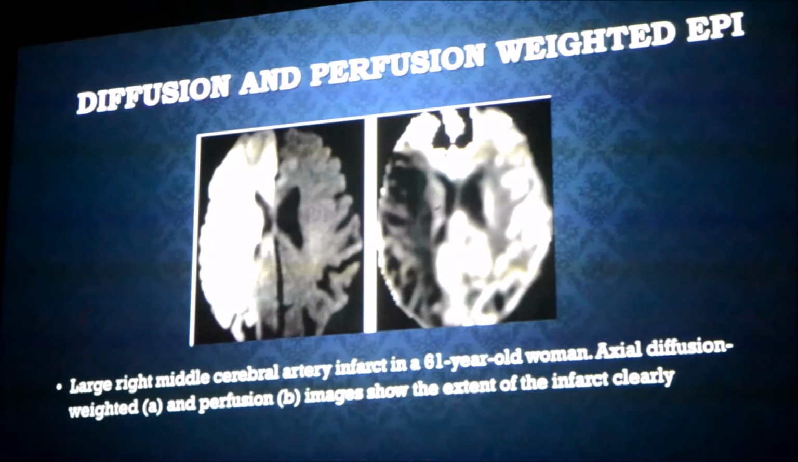We can easily detect the cerebral artery infarct from the diffusion and perfusion weighted images of EPI, as shown here. This is a large right middle cerebral artery infarct in a 61-year-old woman, and this is the axial diffusion weighted image, and this is the perfusion weighted image, and we can see the infarct clearly here.